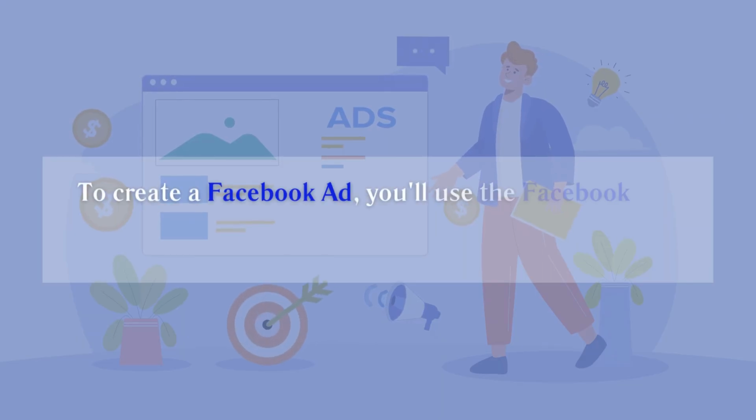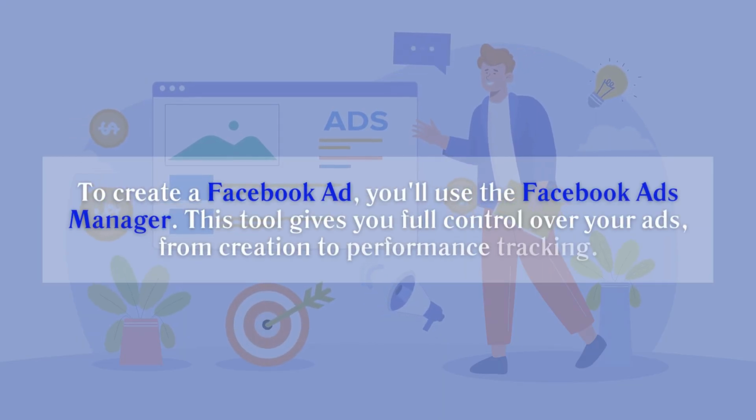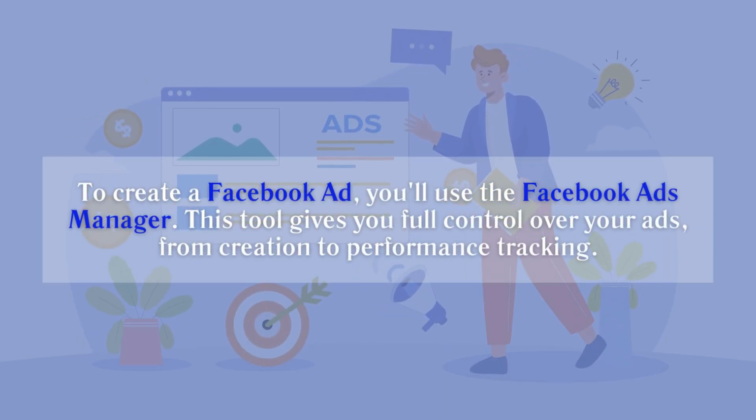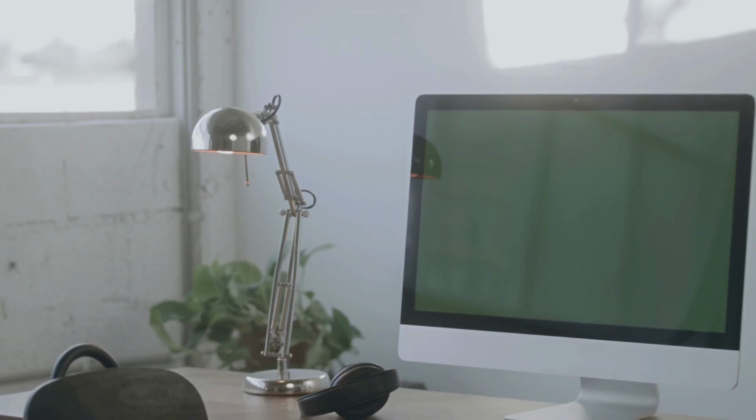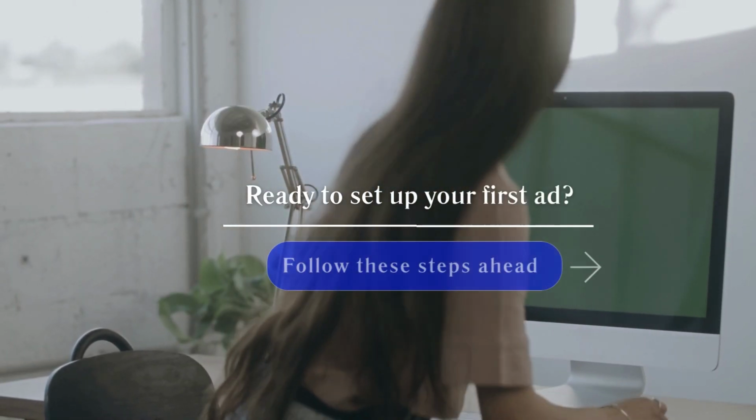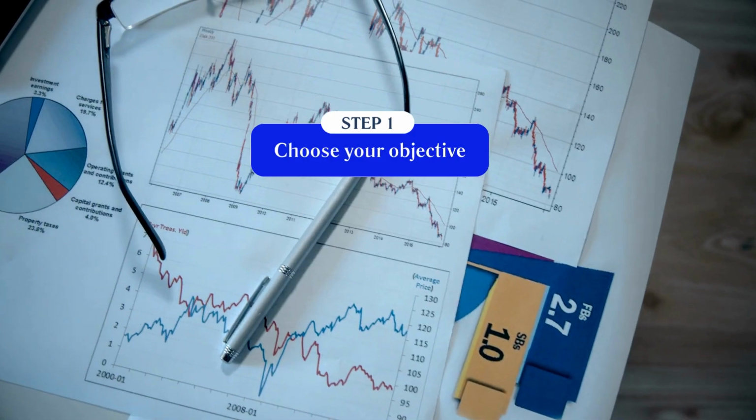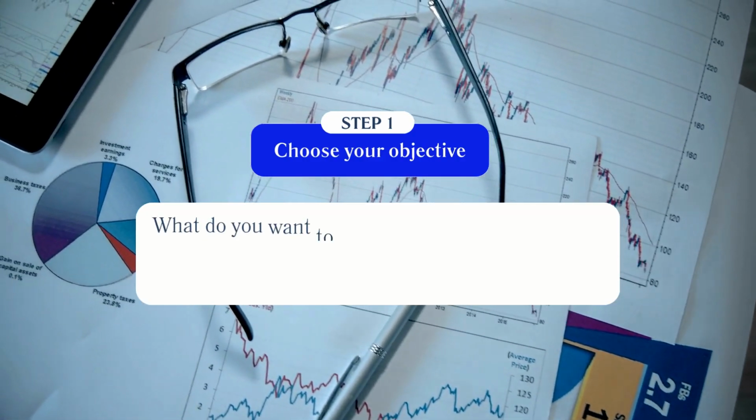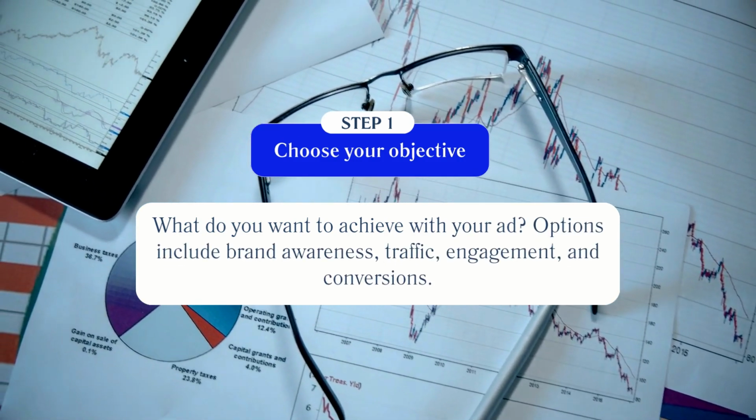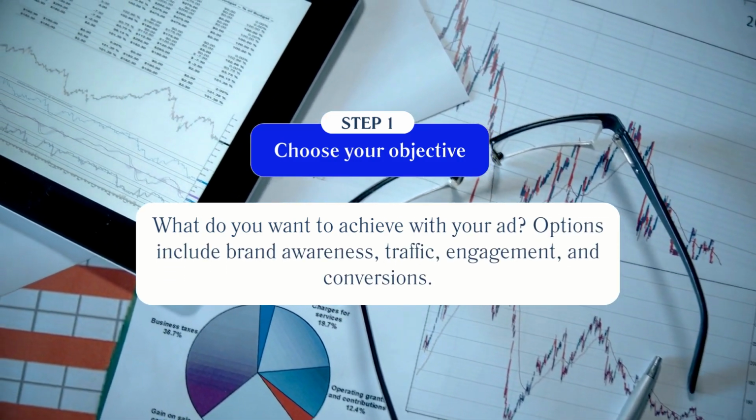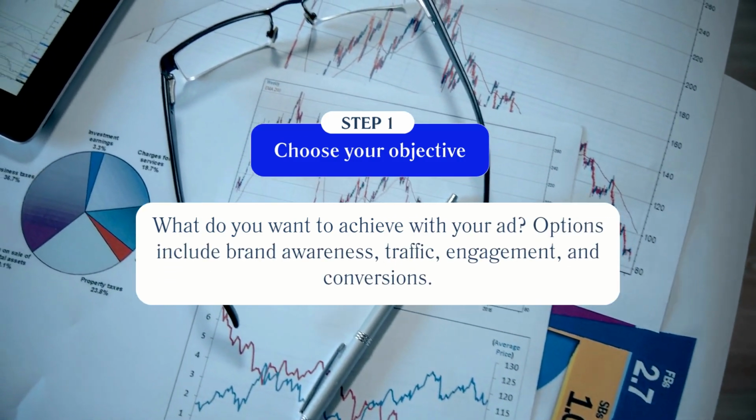Setting up your first Facebook ad. To create a Facebook ad, you'll use the Facebook Ads Manager. This tool gives you full control over your ads, from creation to performance tracking. Ready to set up your first ad? Follow these steps. Step 1. Choose your objective. What do you want to achieve with your ad? Options include brand awareness, traffic, engagement, and conversions.